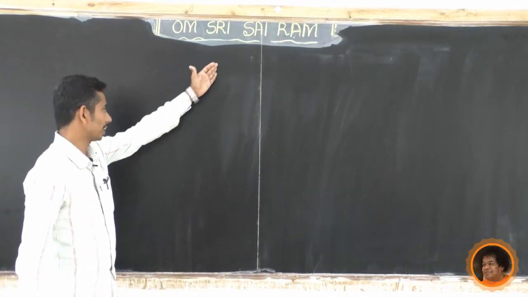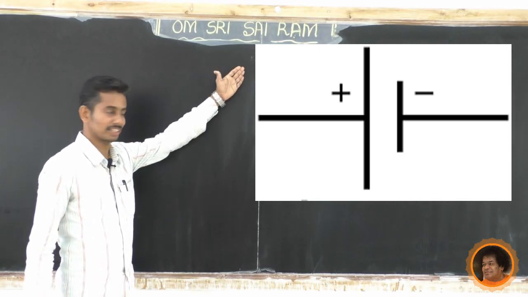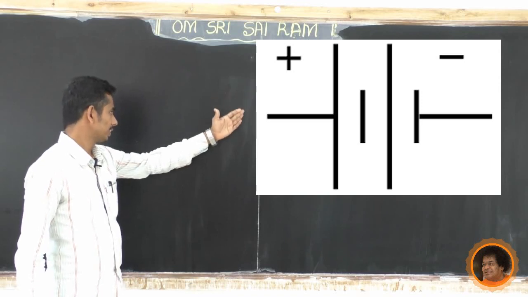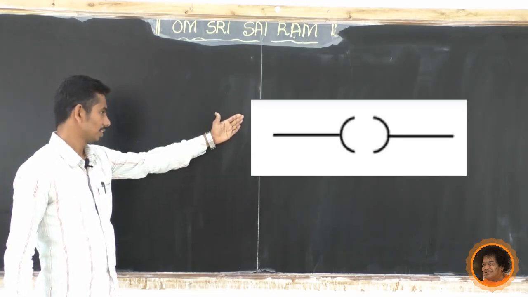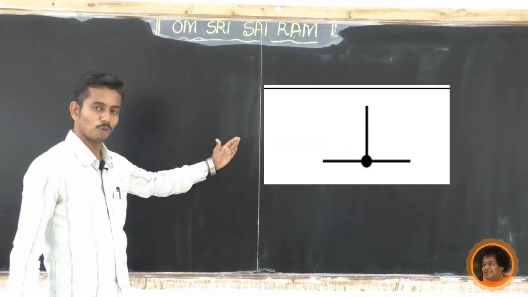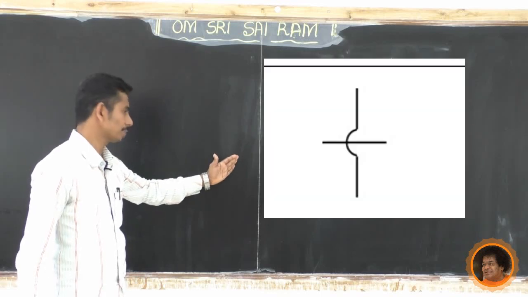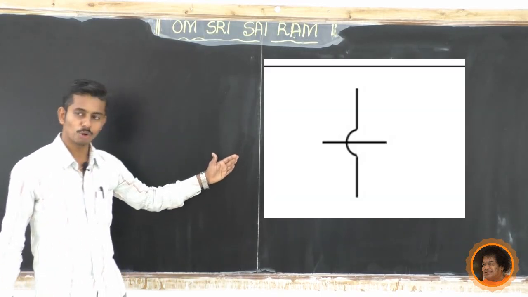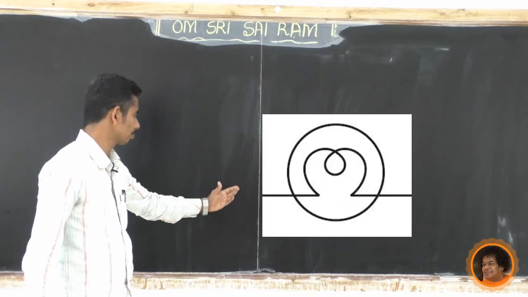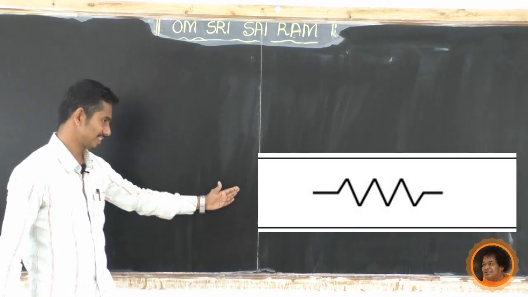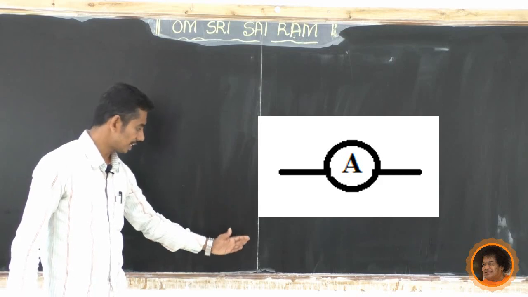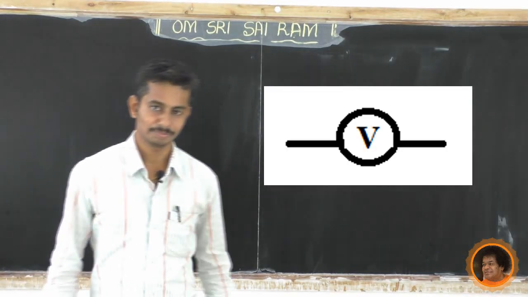This is the symbol of an electric cell. This is the symbol of a battery. This is the symbol of a plug key. Then this is the symbol of plug key closed. It is the symbol of wire joint. Then this is the symbol of wires crossing without joining. It is the symbol of an electric bulb. This is the symbol of a resistor of resistance. This is the symbol of rheostat. This is the symbol of ammeter. And this is the symbol of voltmeter.